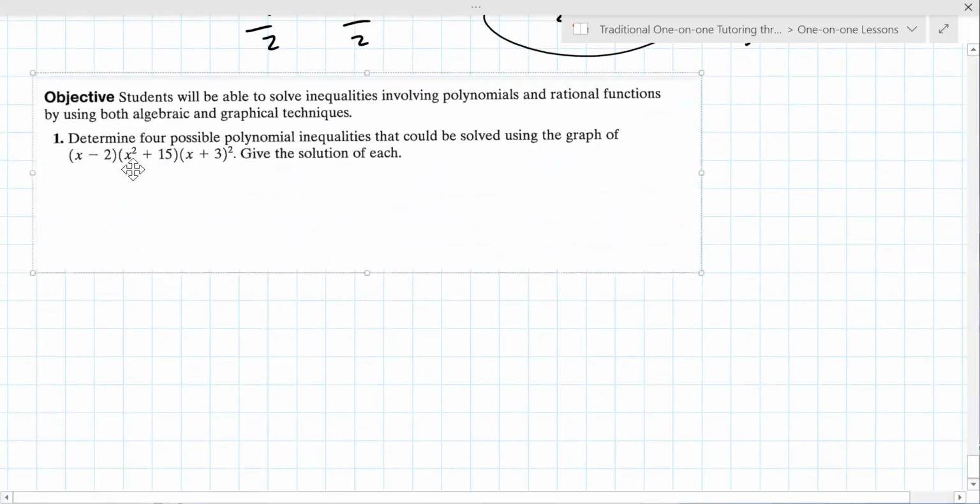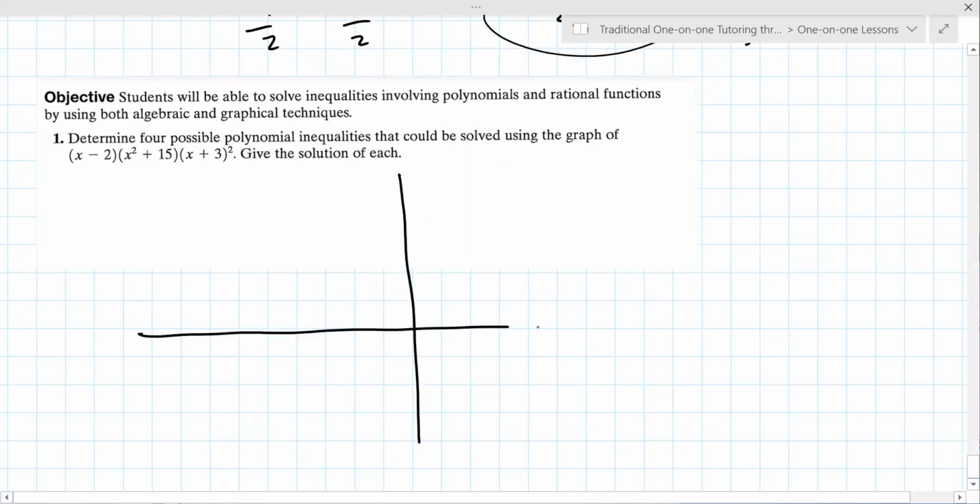Students will be able to determine 4 possible polynomial inequalities that could be solved using the graph of, what? Determine the 4 possible polynomial inequalities that could be solved using the graph of that. Give the solution of each. What is that even asking? I'm not sure, but I'm going to show you what I guess is reasonable to do here.